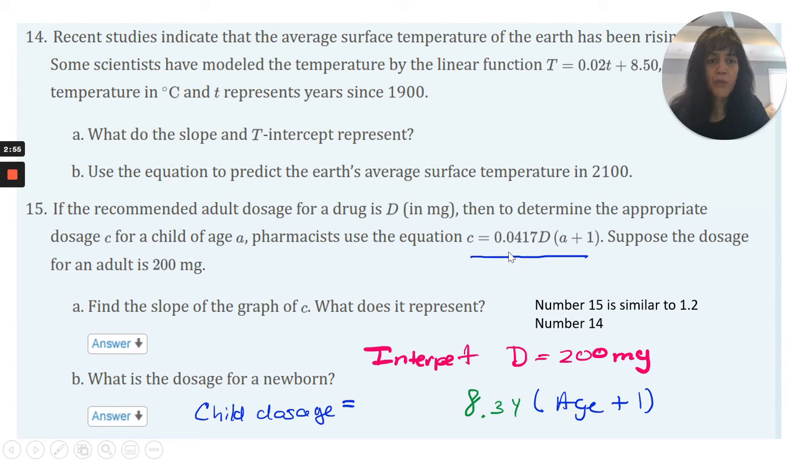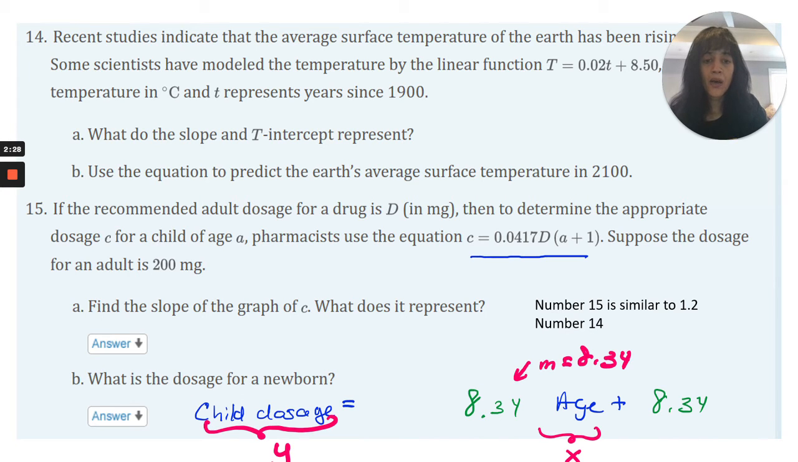0.0417 times 200 is 8.34. And then I'm going to distribute in the 8.34 to be 8.34 times age. 8.34 times 1 gives me 8.34. And now I can answer the questions. So the first step is actually to read the problem, and read the problem from where you are coming from. If you're looking at the numbers first, start with the numbers and try to understand where those numbers fit in. So this is my Y, the child dosage, and that's my X.